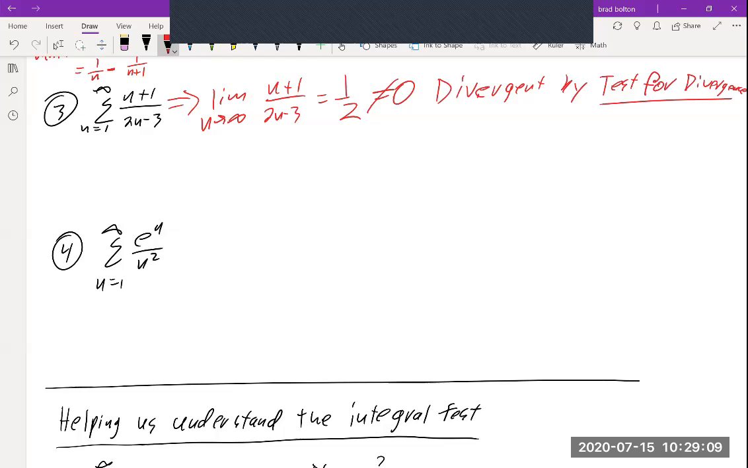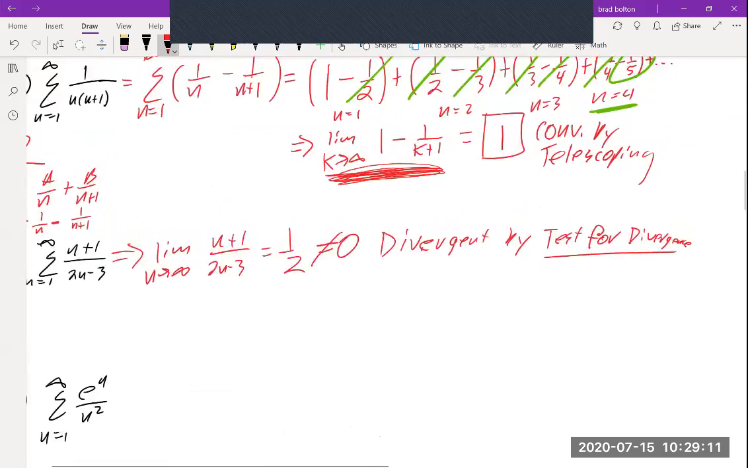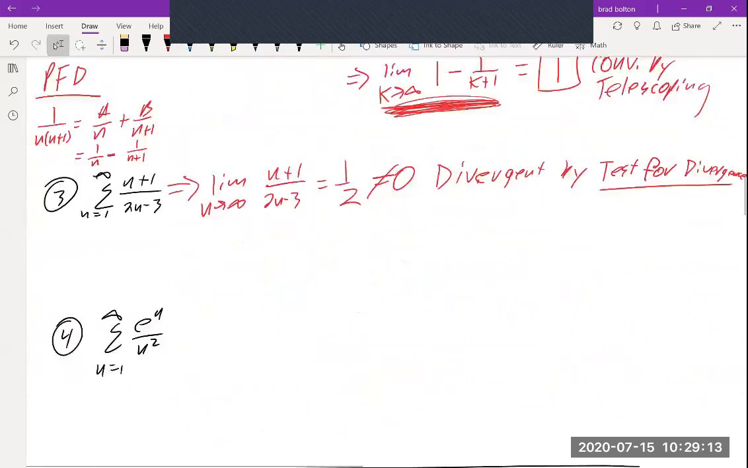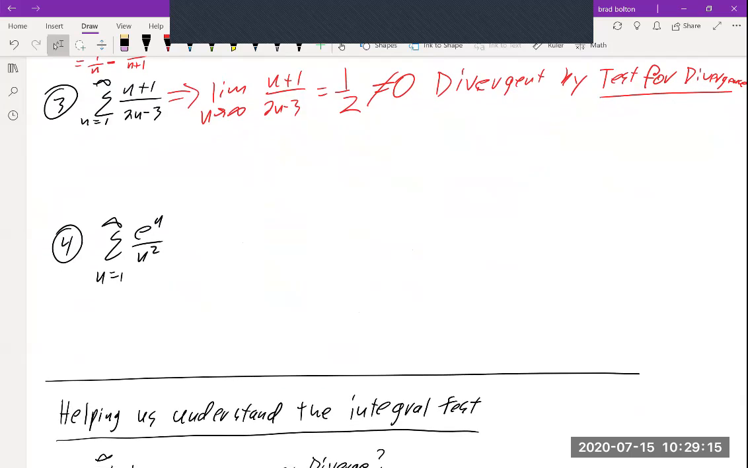So the divergence test is the greatest one ever. Look at how hard these two were compared to the divergence test. If you can take a look at a series and see the sequence that's inside the notation, if that sequence has a limit other than 0, you just say divergence by the divergence test.